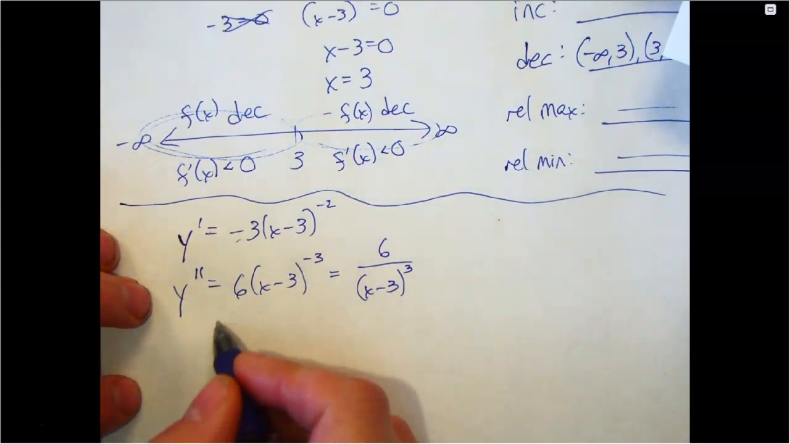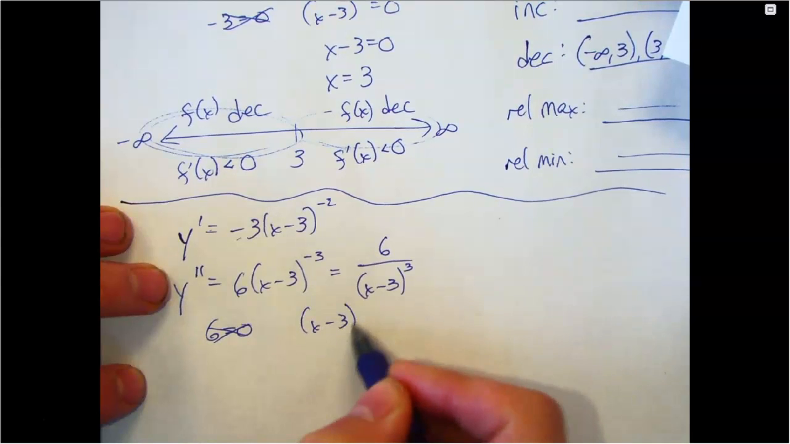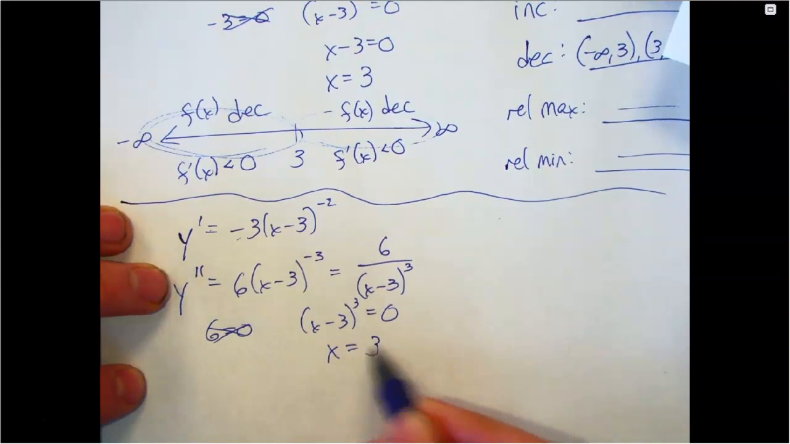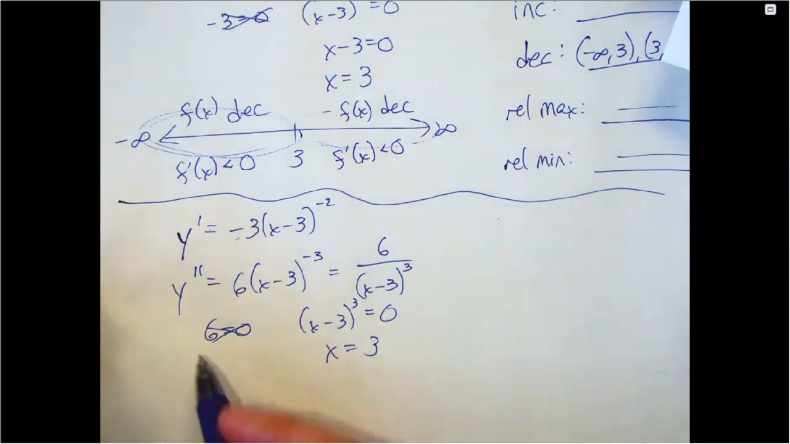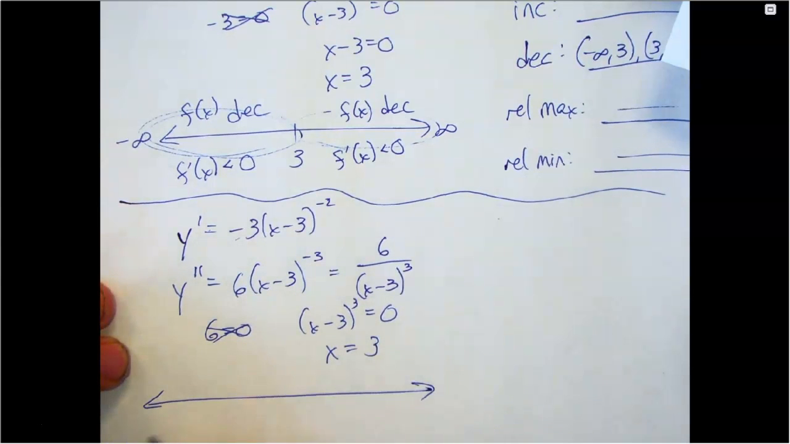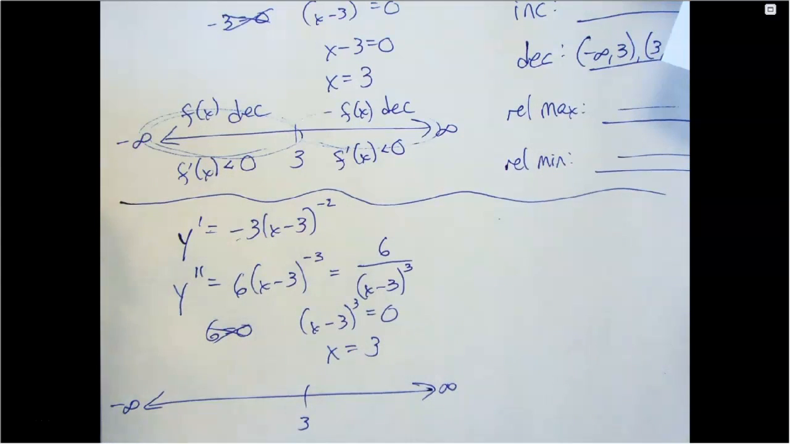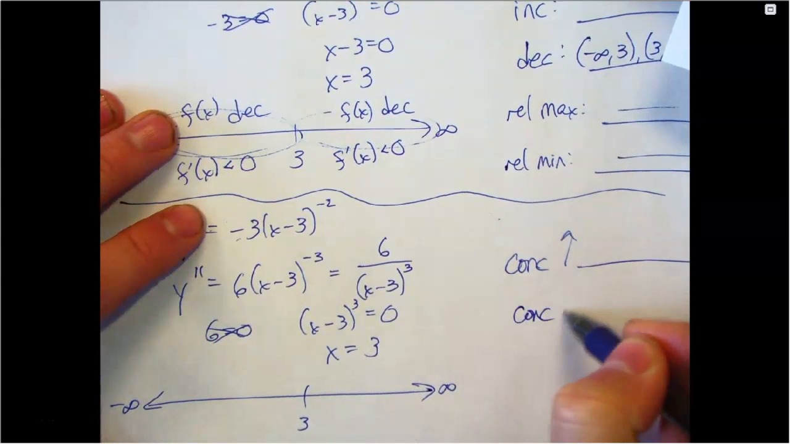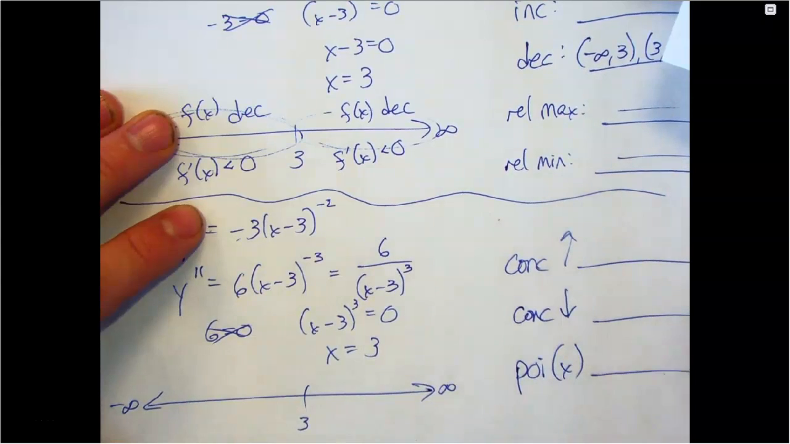Alright, so the top equals 0: 6 equals 0, it never happens. The bottom equals 0: we're going to get x equals 3 again. So I'm going to set up a number line again and put 3 on there. Now what you're trying to fill out is concave up, concave down, and point of inflection, and I just need the x value for the point of inflection.